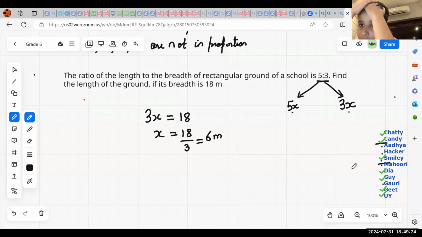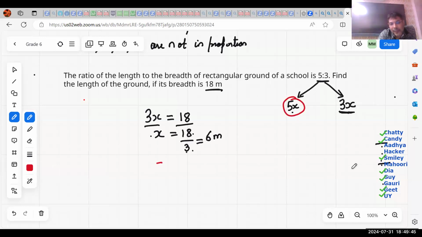Sir, I do not understand. Beta, see, if your breadth is 3x, then breadth is equal to 3x is equal to 18. This thing you understood? Yes, sir. Then 3 will go in the denominator. 18 divided by 3 is 6 meters. So now x is 6 meters. What is length now? Length is 5x. So it will be 5 multiplied by 6, which is equal to 30 meters.